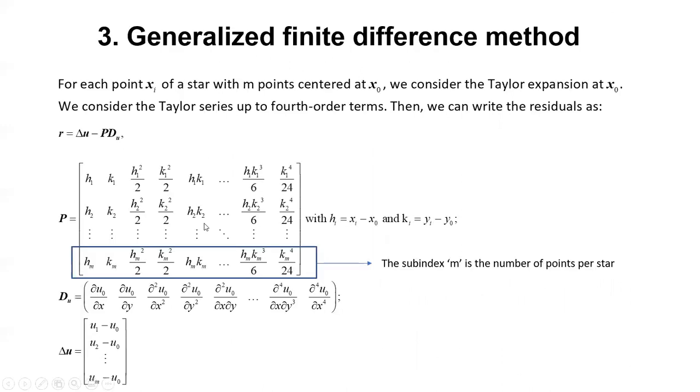Let me talk a bit about the theoretical aspects of the method. For each point xi, we consider the Taylor expansion centered at x0. We consider the Taylor series up to fourth order terms. The series truncation leads to a residual as shown here. P is the coefficient matrix where the number of lines depends on the number of points per star. Du is the derivative matrix and delta U is the vector of the unknown values.